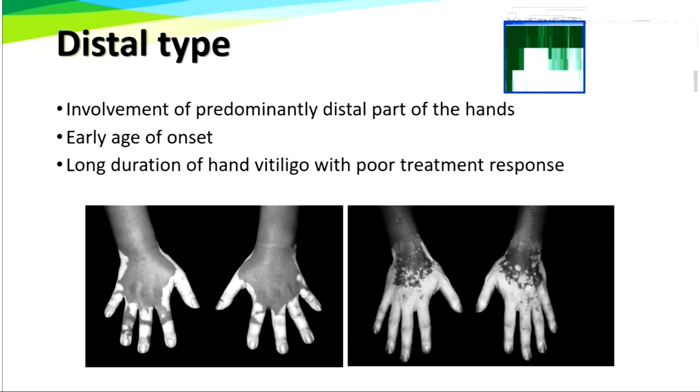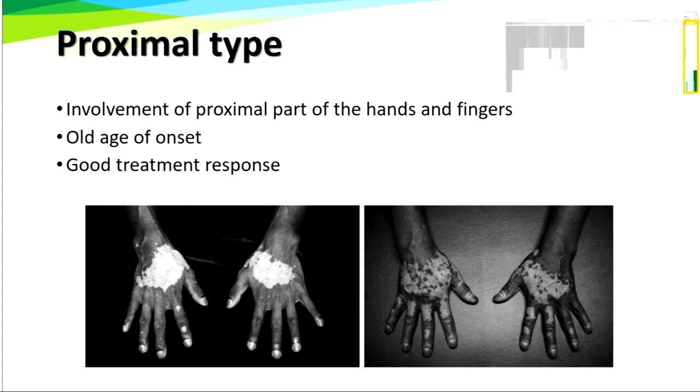So to recap, we observed 3 subtypes of hand vitiligo. First, distal type was involving the distal ends of the hands and lateral sides of the fingers, which showed early age of onset and very resistant to treatments. Proximal type showed involvement of proximal parts, especially the dorsum areas, and showed old age of onset with good treatment response. However, very small number of patients were included in this group, so we should interpret with caution.